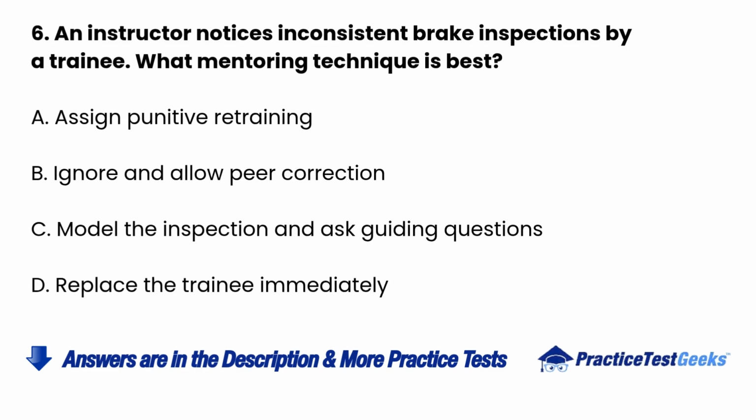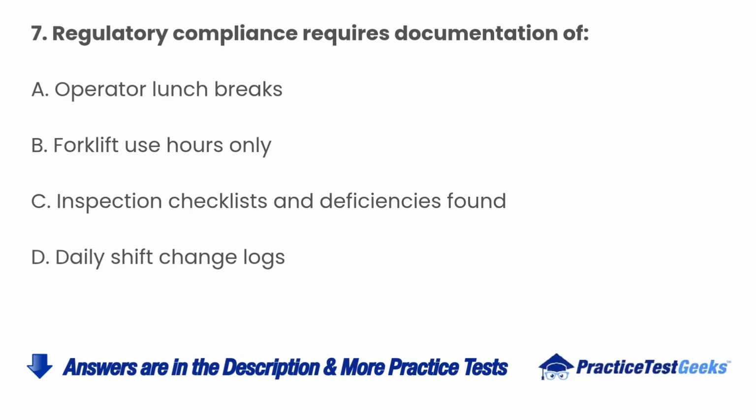6. An instructor notices inconsistent brake inspections by a trainee. What mentoring technique is best? A. Assign punitive retraining. B. Ignore and allow peer correction. C. Model the inspection and ask guiding questions. D. Replace the trainee immediately.